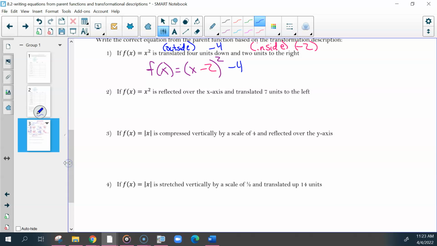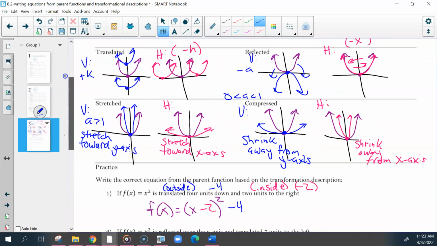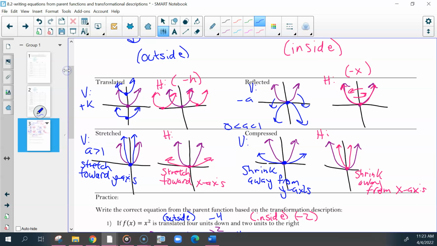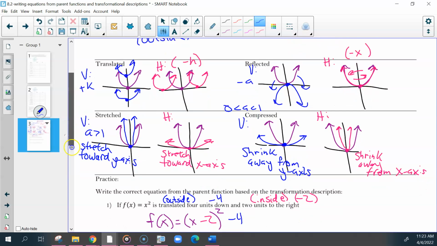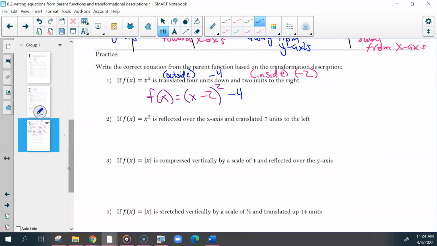Example 2. Reflected over the x-axis. Is that vertical or horizontal? Vertical. And you may need to either go back to the pictures, look at which one is reflected over the x-axis, or think about it. So that would be vertical, so that means it's going to be inside or outside? Outside. And when we have that reflection, that just means something is going to be negative. So on the outside, we're going to have a negative.